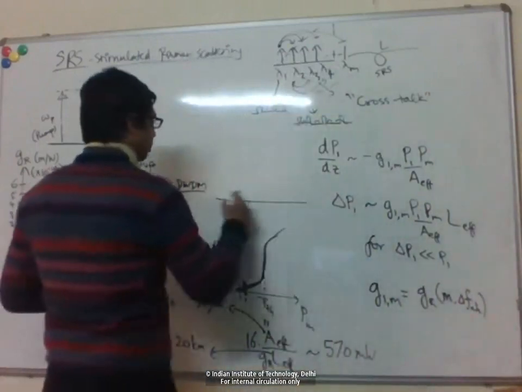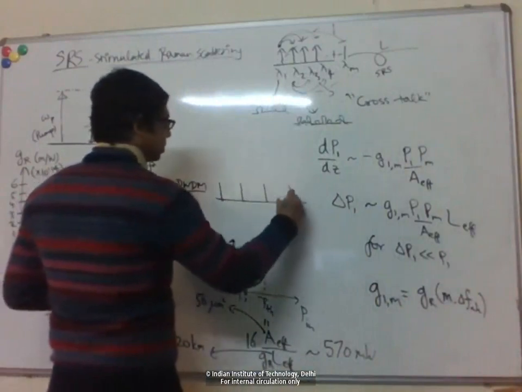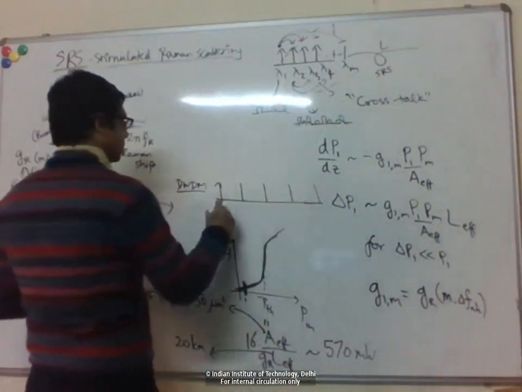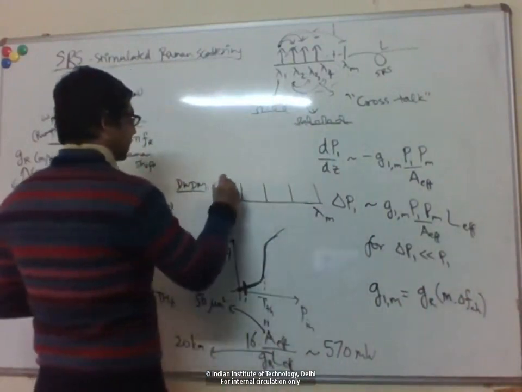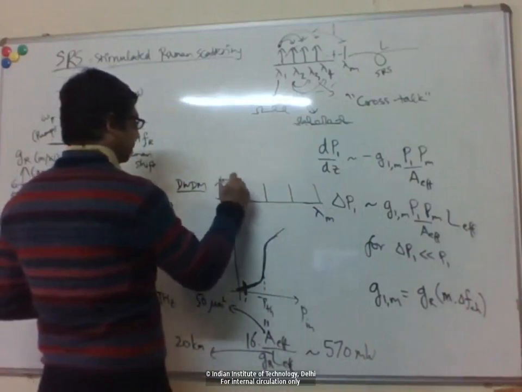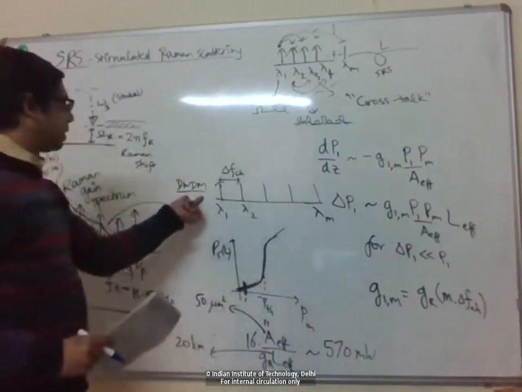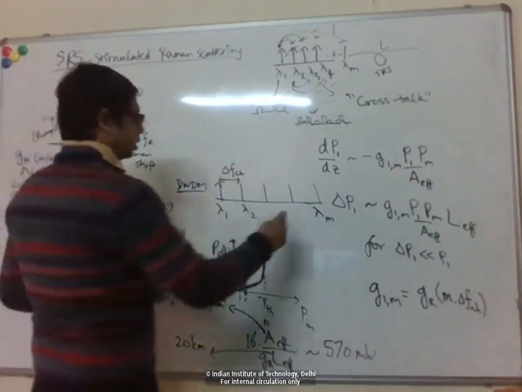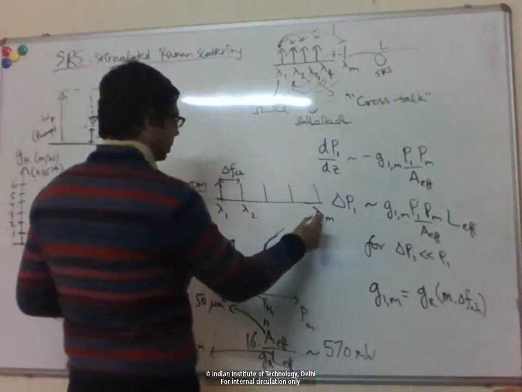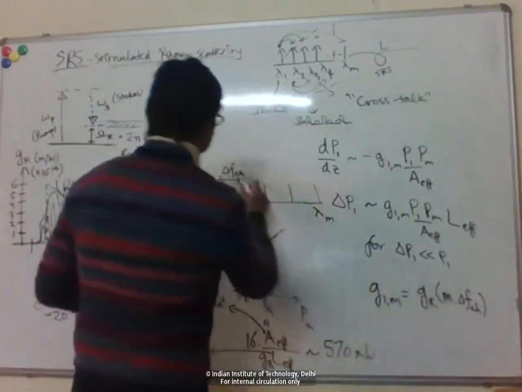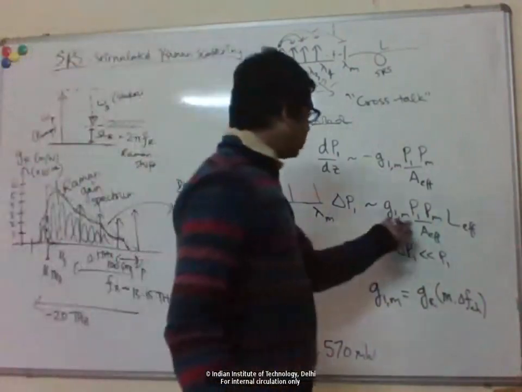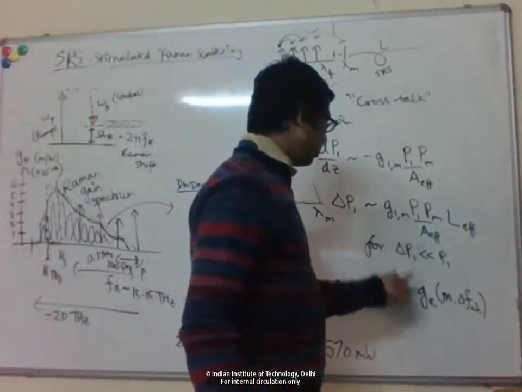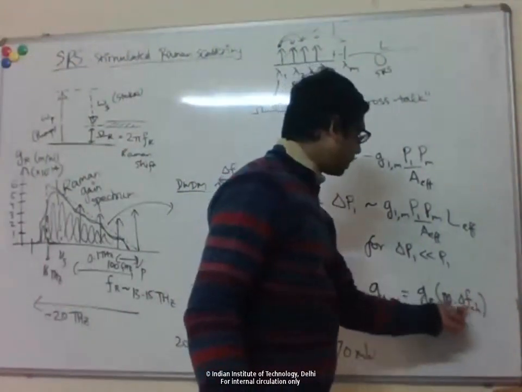Let me draw that again here. If this is lambda 1 and this is lambda m, and the frequency spacing between consecutive channels is delta F channel, which for the DWDM case is 100 gigahertz, then the frequency separation between the mth channel and the first channel will be m times the channel spacing. So the effective gain will be the Raman gain computed at a frequency separation of m times delta F channel.